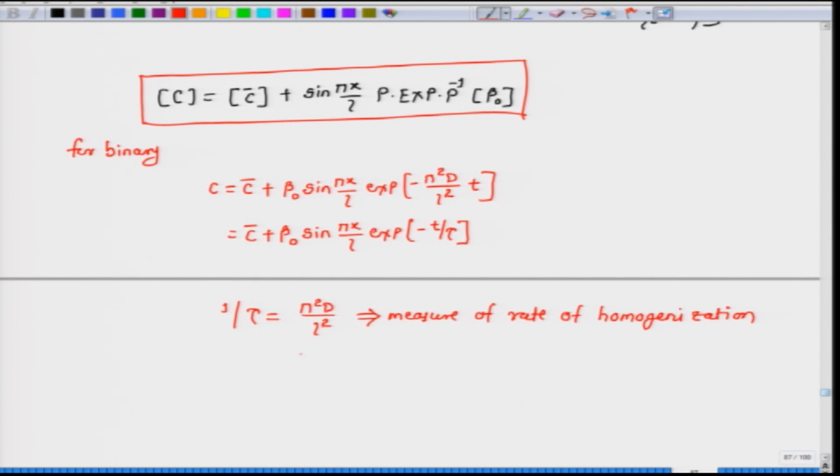So, we can see the rate of homogenization depends on the diffusivity. The higher the diffusivity, the higher the rate of homogenization, and it varies inversely with L square. So, the rate of homogenization will be higher for smaller period. If we have two different segregation patterns with the same amplitudes, but different periods, the segregation pattern with lower period will homogenize faster.